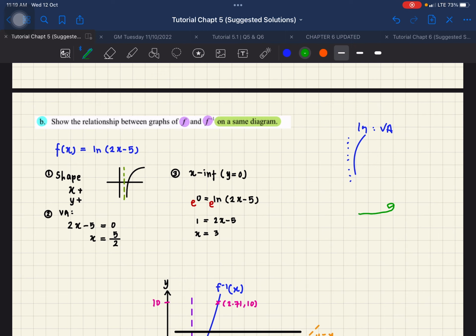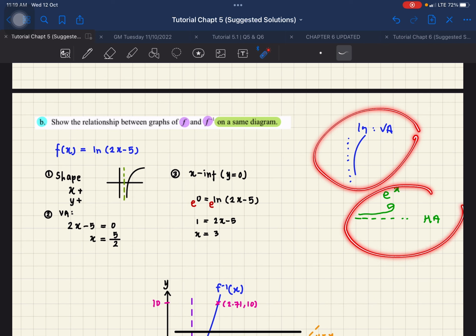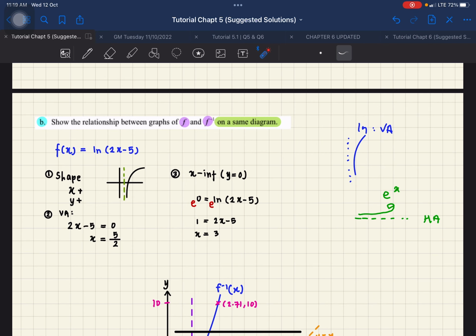Dia macam bentuk E ke belakang tu kan. So, maksudnya dia akan ada horizontal asymptote. So, this is exponent. Okay, so just remember these two lah. Remember either one, you will remember the other one.